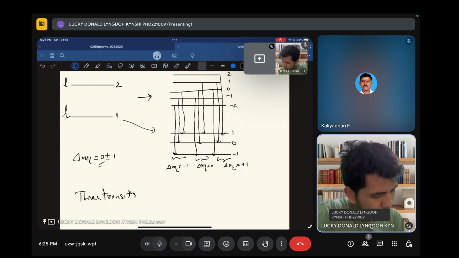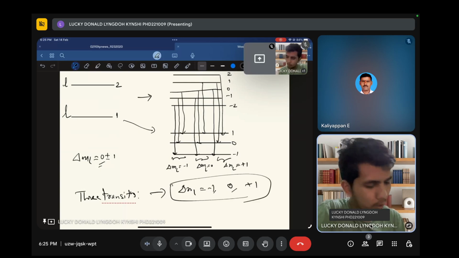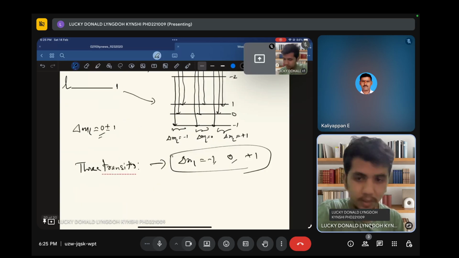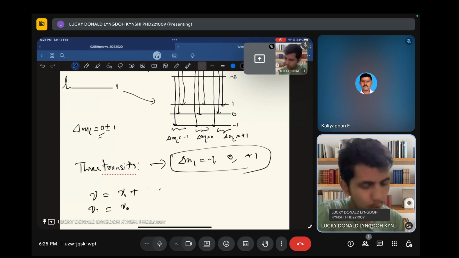There are 3 transitions with what? With delta ml equal to -1, 0, and +1. Okay, so now if you want to write out the frequency, that means there are 3 main transitions. Okay, and mu will be equal to mu0. Again, we get mu is equal to mu0 because delta ml here is equal to 0. So delta ml is equal to 0, that means your mu is equal to mu0.